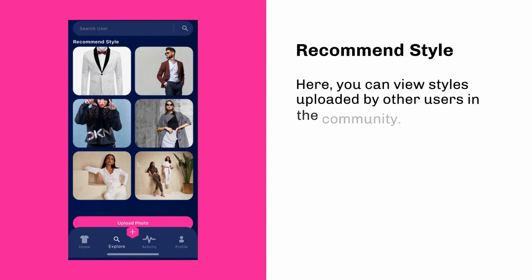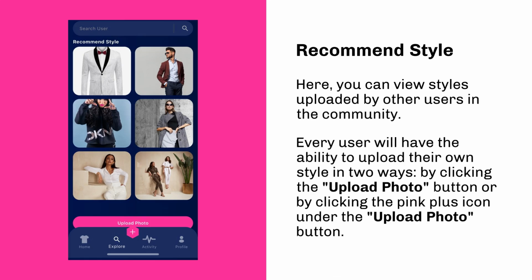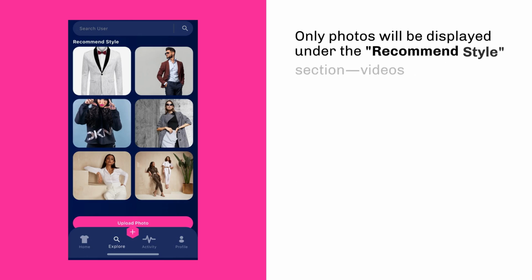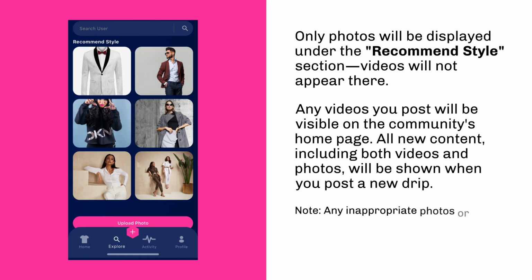Recommend style. Here, you can view styles uploaded by other users in the community. Every user will have the ability to upload their own style in 2 ways, by clicking the Upload Photo button or by clicking the pink plus icon under the Upload Photo button. Only photos will be displayed under the Recommend Style section. Videos will not appear there.